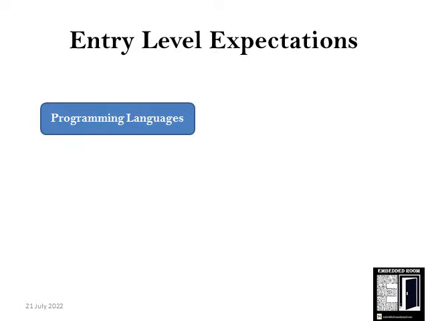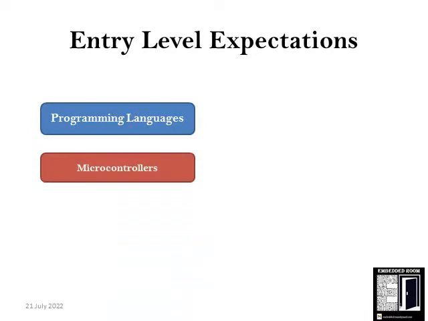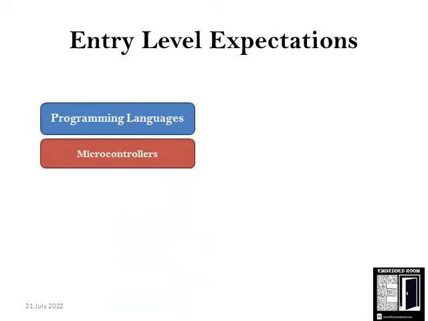Entry level expectation. Recruiters expect these skills for freshers or candidates with 1 or 2 years of experience. The first one is programming language. Engineers should be strong in C and embedded C. Next one is microcontroller. Engineers should have knowledge of any one microcontroller, have register level coding, and read the data sheet to understand the register configuration like GPIO, ADC, interrupt, timer, counter, PWM, UART, like that.